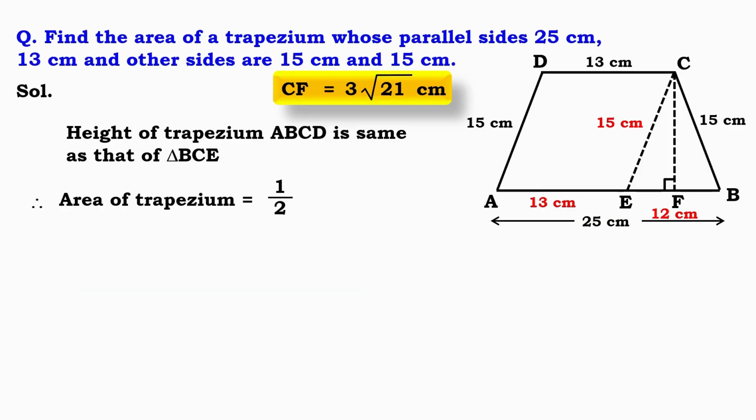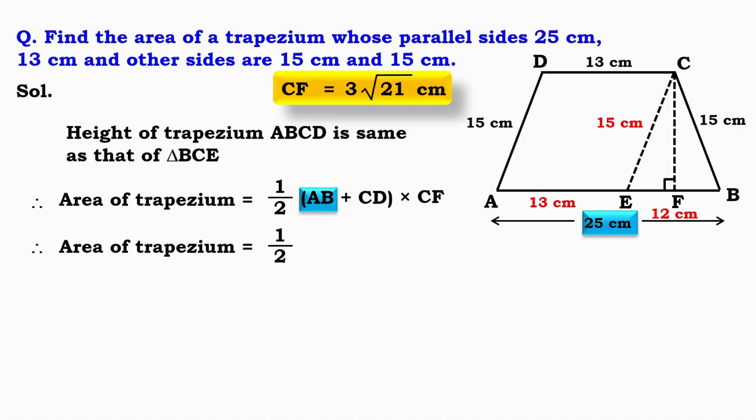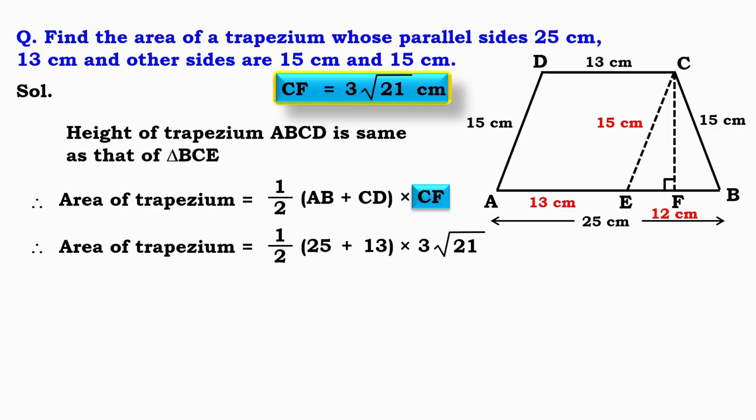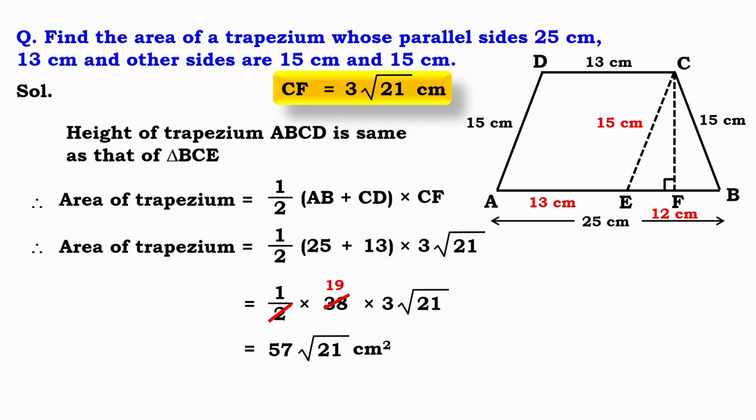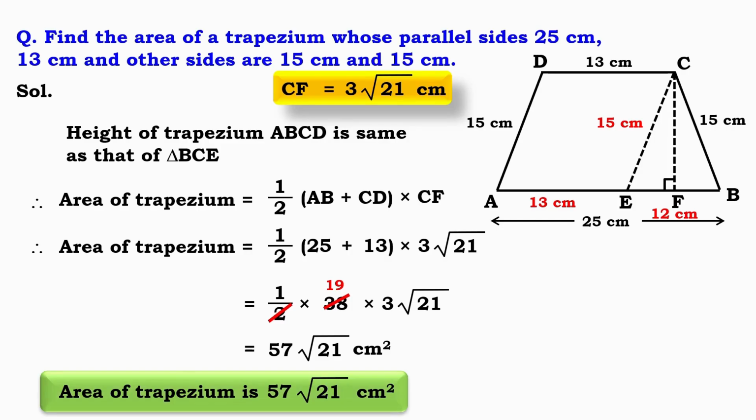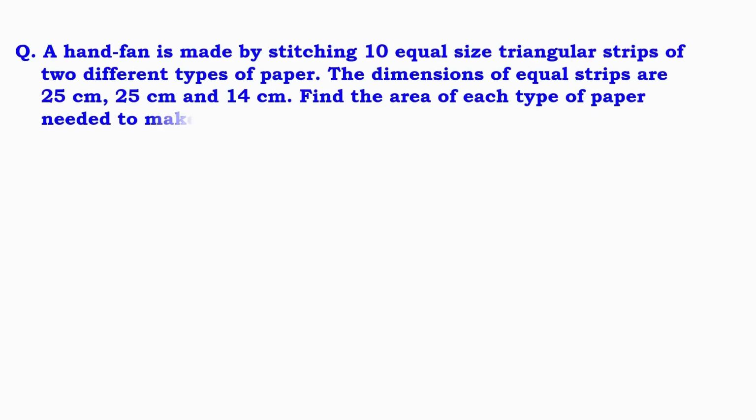So area of trapezium will be half into AB plus CD into CF. Half into AB is 25, CD is 13, and CF is, we already got 3 root 21. So half into 38 into 3 into root 21, it is 57 square root of 21 centimeter square. So this is the final answer of the area of the trapezium. Okay, so now let's move to the next problem.